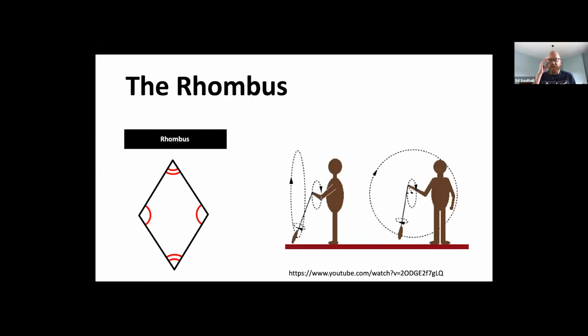But we haven't quite finished with the rhombus yet. The flipping rhombus. This is where there's a lot of dispute about why we call a rhombus a rhombus. Now, rhombus, the word, comes from the Greek rhombus, which just means anything that can be twirled. Okay.